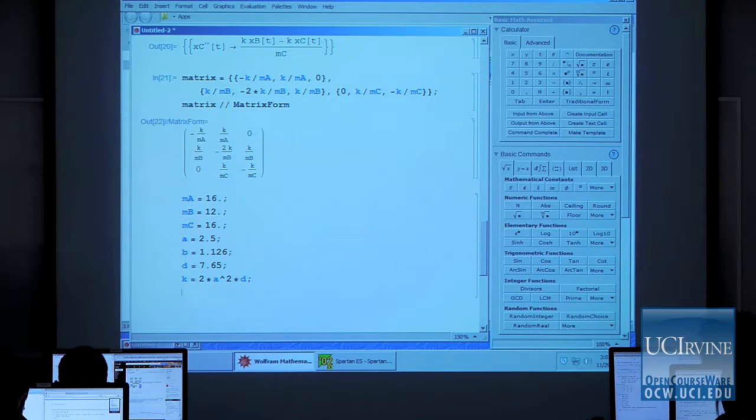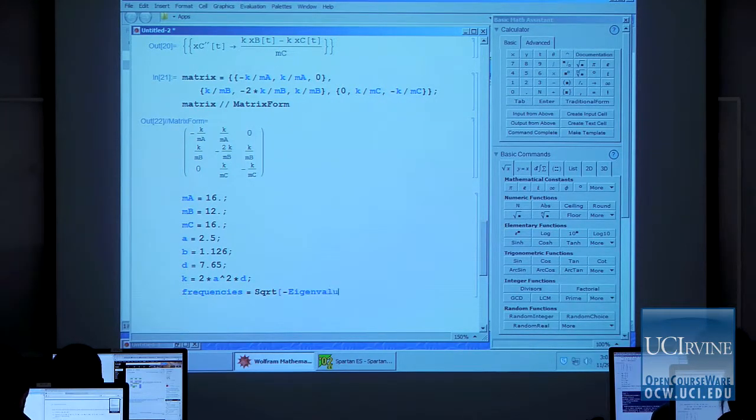All right, now we're ready to get the frequencies and eigenvectors. So the frequencies equal the square root of minus eigenvalues of the matrix, because the eigenvalues are minus omega squared. If we want omega, we take the square root of minus eigenvalues.